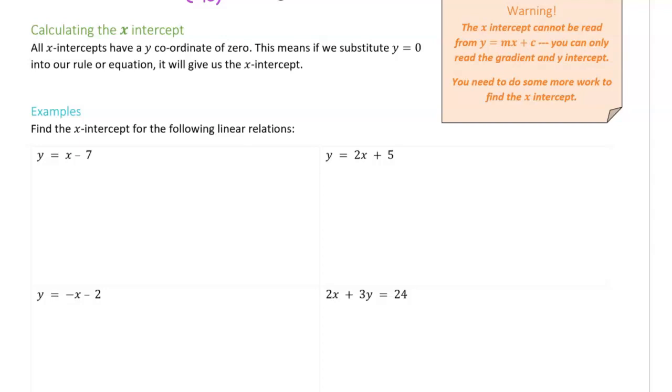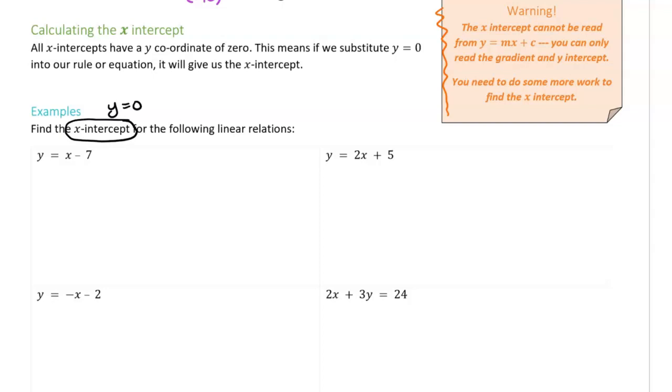So we're going to be substituting in y equals 0 into our rule, also known as the equation, to find the x-intercept. Now, we'll come back to this little sticky note in a future lesson. It does note that the x-intercept cannot be read directly from this graph, and we'll talk more about that when we talk about what M and C represent. So for now, we're going to be substituting y equals 0 into our equation every time we want to find the x-intercept.